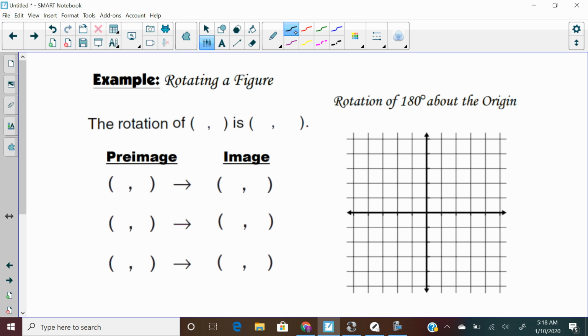So this is an example of rotating 180 degrees around the origin. Our rule is that it becomes the opposite of x and the opposite of y. So if we have A, B, and C, the original points are (1, 1), (2, 4), and (4, 3).